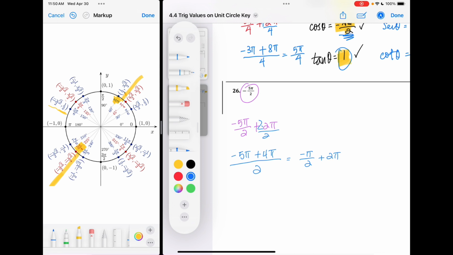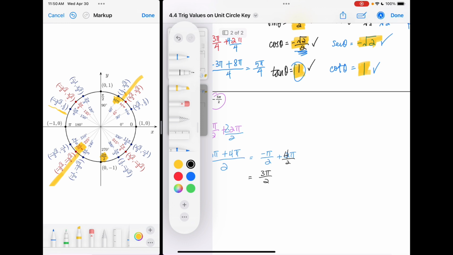Well, let's add 2 pi again. So I'm going to make that 4 pi over 2 again. So what do we get now? So negative pi plus 4 pi gives me 3 pi over 2. So activate your eagle eye. Do you see 3 pi over 2? Yes, right here. So what you see is what you got.